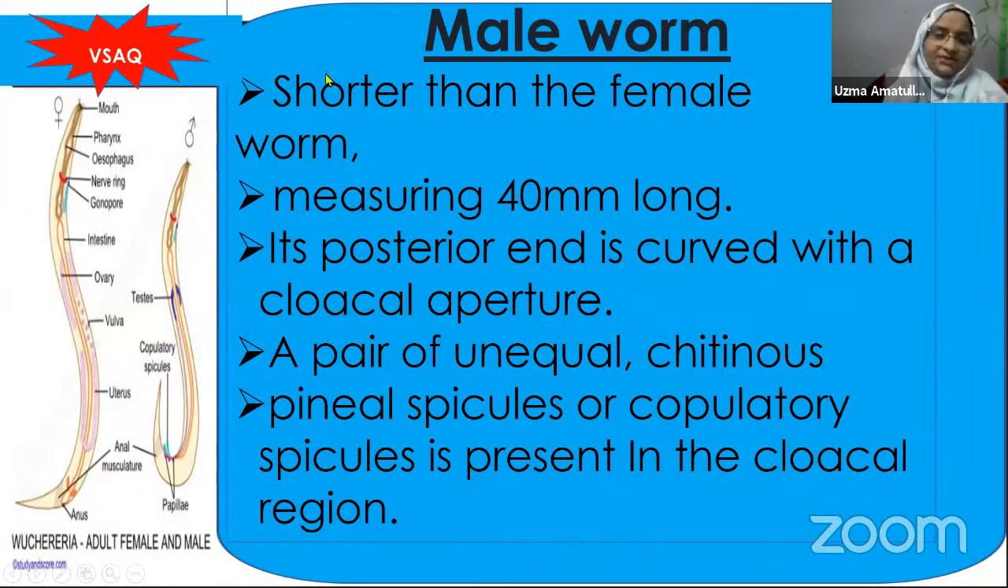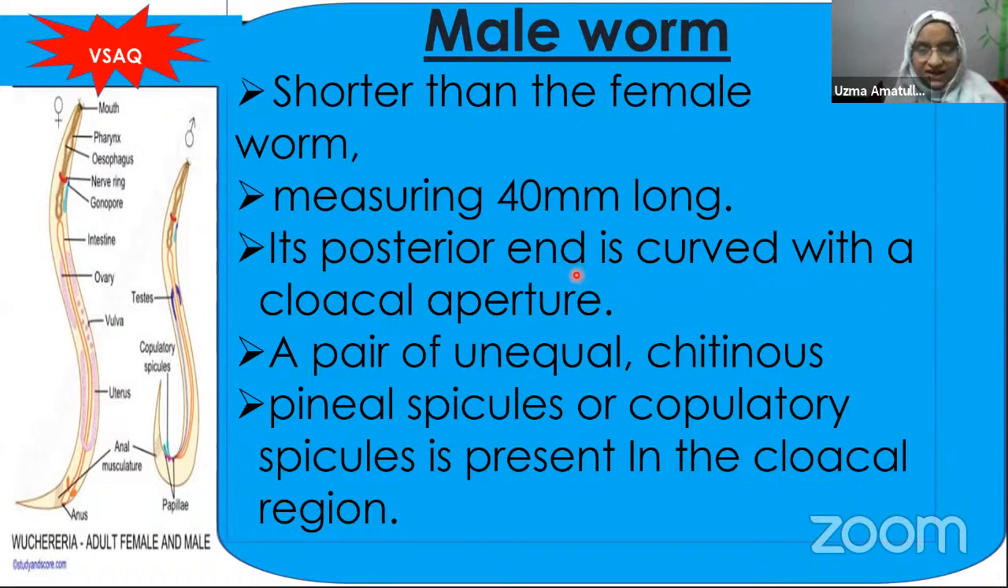Now, the same thing happens in this worm also. They show sexual dimorphism. Now this male worm is shorter than the female worm. You can see this is the male worm. You see the symbol here, male. Now this is the female. Here the male worm is shorter than the female, and it measures 40 millimeter long. Means it is not microscopic. You can see it with your naked eye.